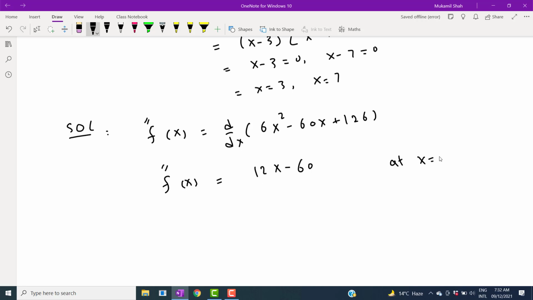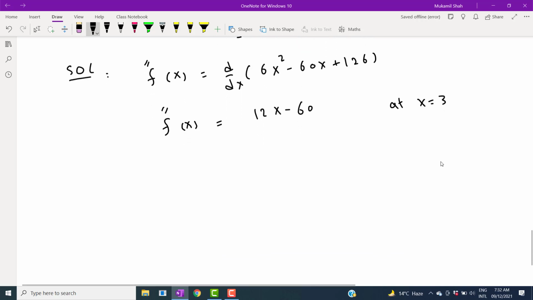First I need to evaluate it at x equal to 3, and according to the rule, if I find it negative, then the function will be maximized at x equal to 3. Similarly for x equal to 7, if I find it negative, the function will be maximized, and vice versa. So f double prime of x at x equal to 3 is 12 into 3 minus 60, which is minus 24, less than 0. So f double prime of x is negative, which means the function is concave and is maximized at x equal to 3.